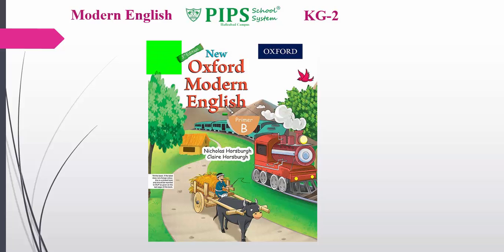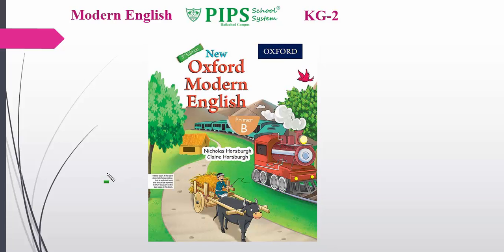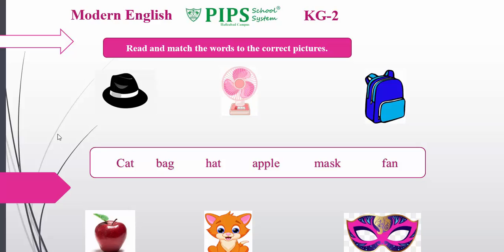Today we are going to study New Oxford Modern English Primer B. Today's topic: read and match the words to the correct pictures. Students, first of all, take your pencil and complete this task with me.